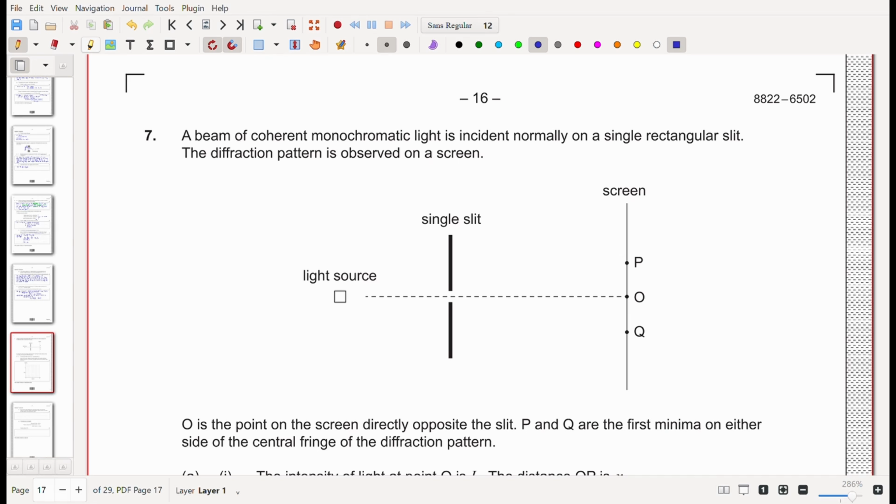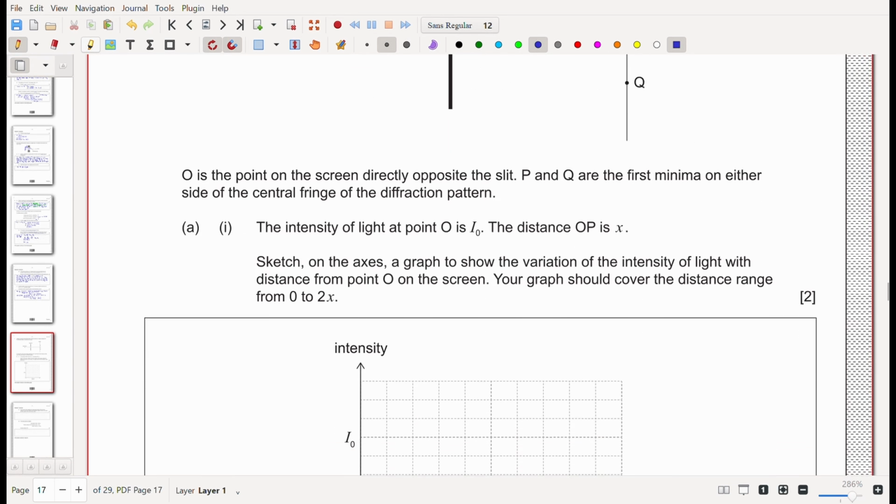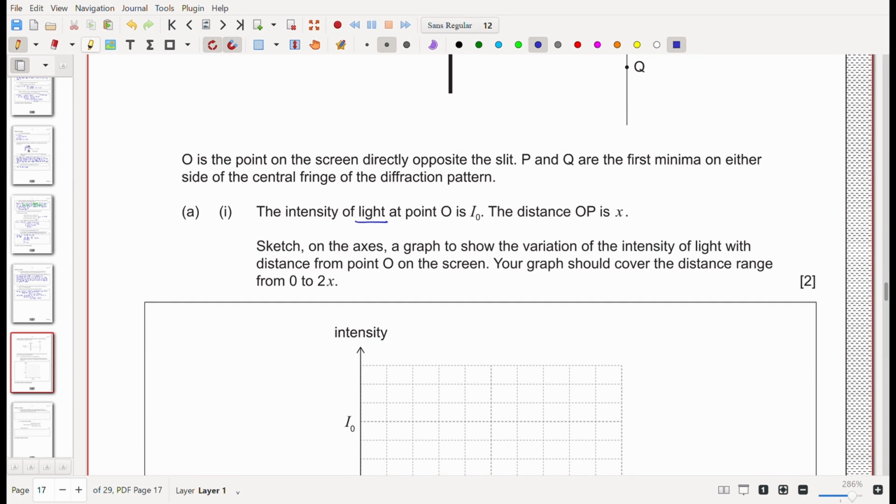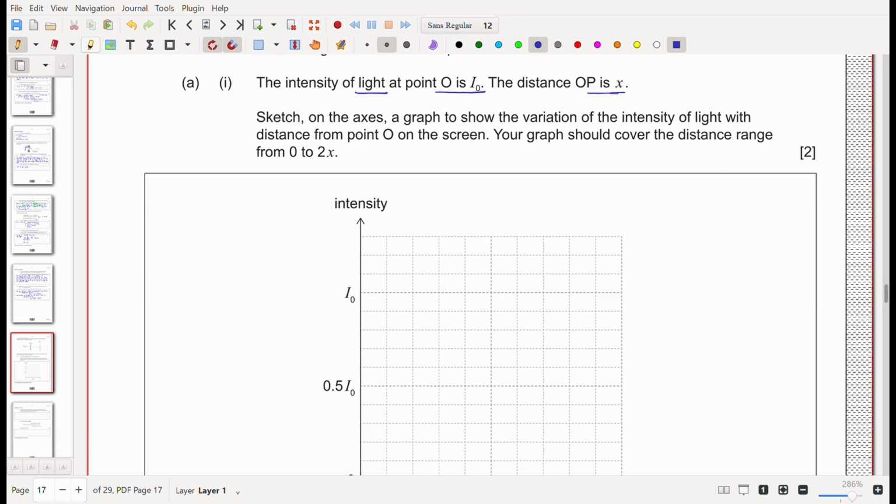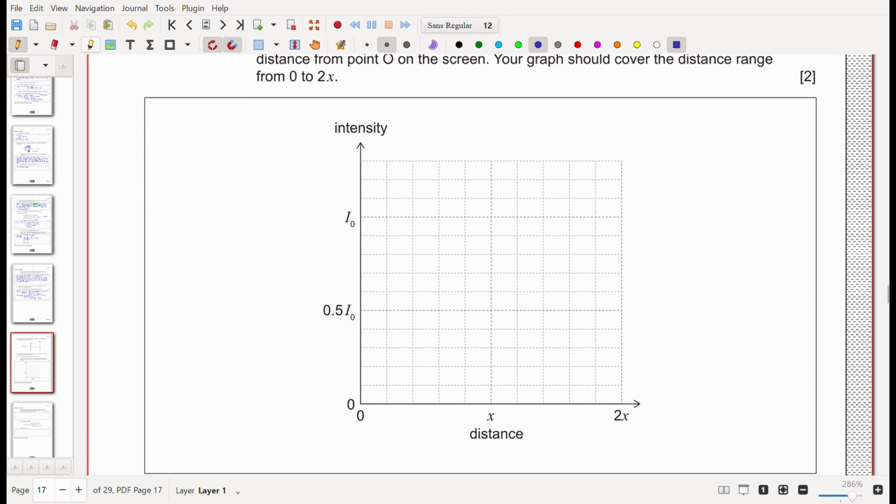So, in question number 7, we are given a beam of monochromatic coherent light, and we're essentially given the single slit experiment. Part A of the question says that the intensity of light at point O is I naught. The distance OP is x. Here we're asked to sketch a graph of intensity versus distance.